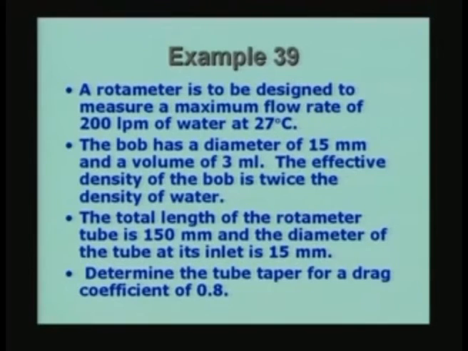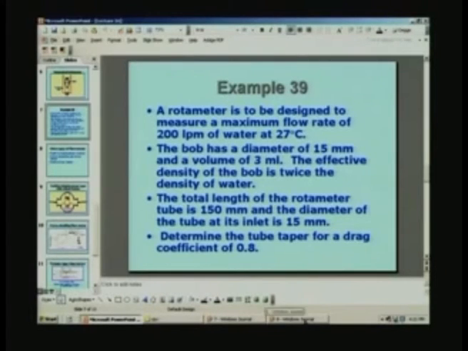So, we want to determine the taper parameter. Tube taper is what is to be determined for a drag coefficient of 0.8. The drag coefficient is given to have a value of 0.8. So, we want to find out what is the tube taper for this particular case. Let me work it out on the board again. So, this is example 39, the rotameter problem.